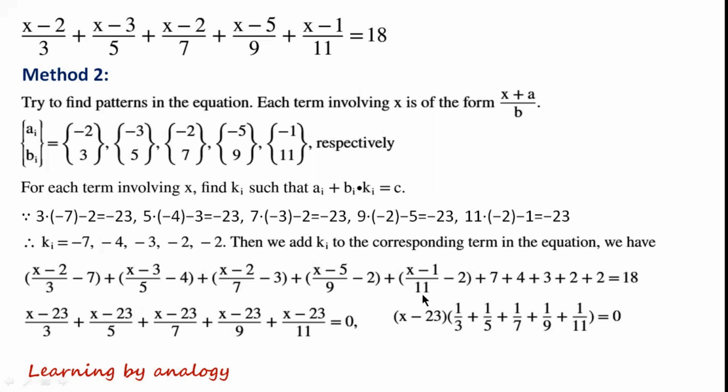So we can now write (x - 23) times (1/3 + 1/5 + 1/7 + 1/9 + 1/11) equals 0, which means either x minus 23 equals 0, which means x equals 23, or 1/3 + 1/5 + 1/7 + 1/9 + 1/11 equals 0, which is false. So the only solution is x equals 23.